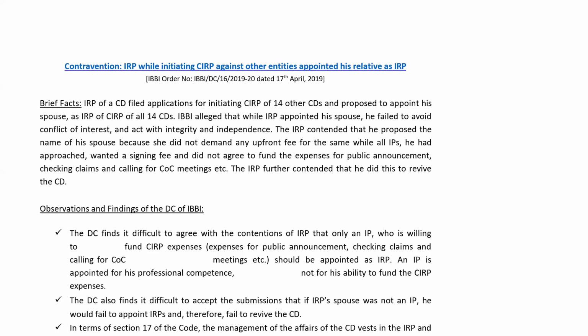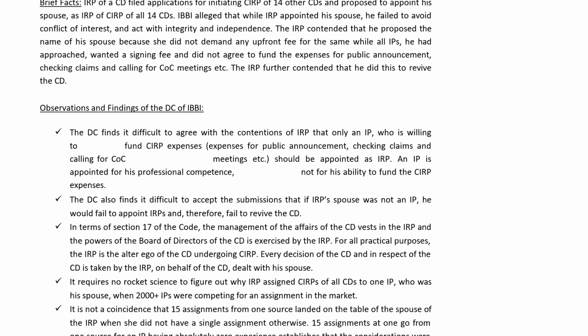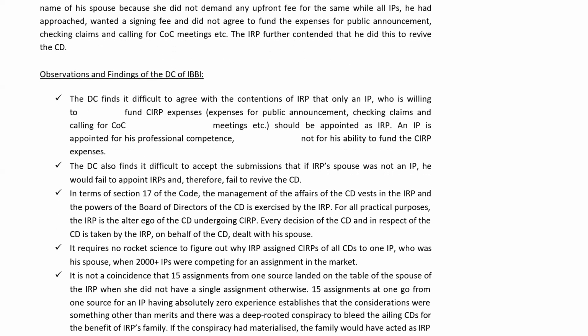तो इसने क्या किया, अपनी वाइफ को ही जिनकी CIRP चल रही थी उसमें अपॉइंट कर दिया एज IRP। तो DC की क्या फाइंडिंग थी, the DC finds it difficult to agree with the contention of IRP that only an IRP who is willing to fund CIRP expenses should be appointed as IRP.